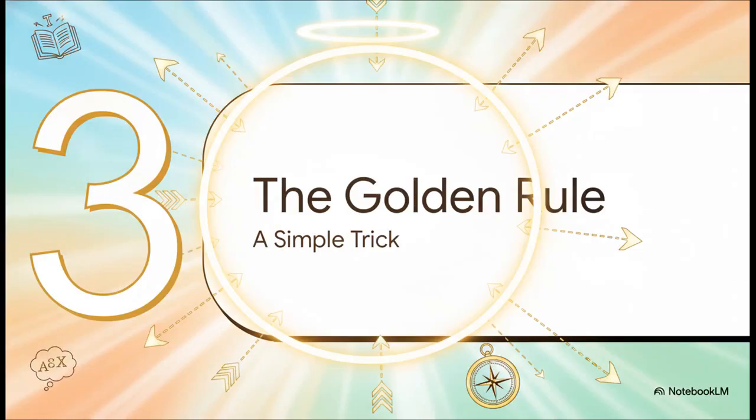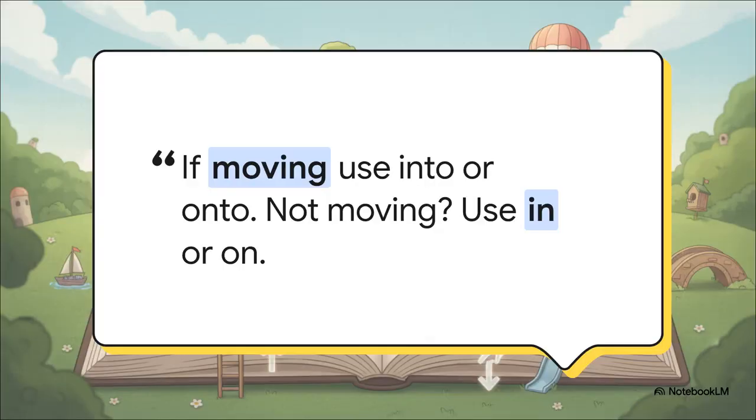Section 3. The Golden Rule. So, the absolutely crucial point here is, how do we easily remember this in the middle of a fast-paced conversation? Well, I've got a really simple trick for you. It's so straightforward, you are literally going to remember it forever. Here it is. Read it with me. If something is moving there, use into or onto. If it's already there, use in or on. And that's it. That is the secret. It all just comes down to action.